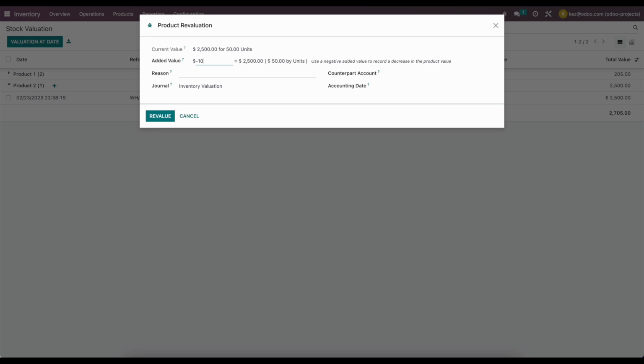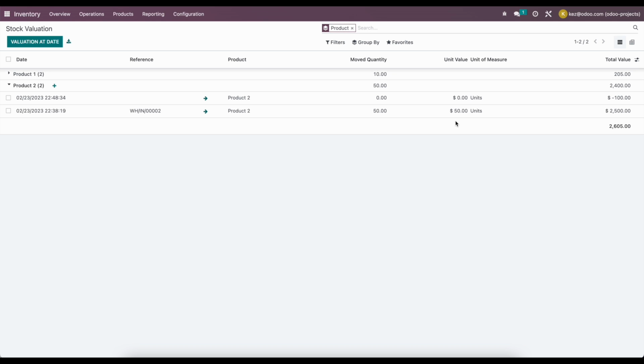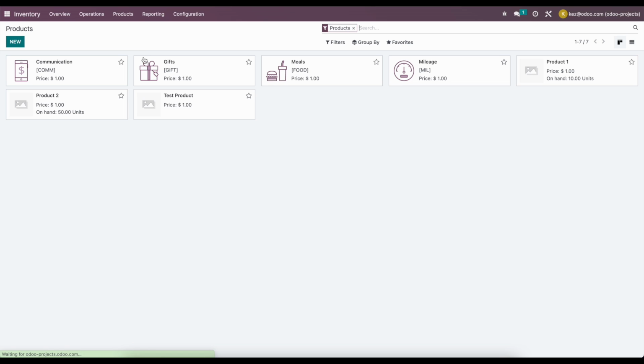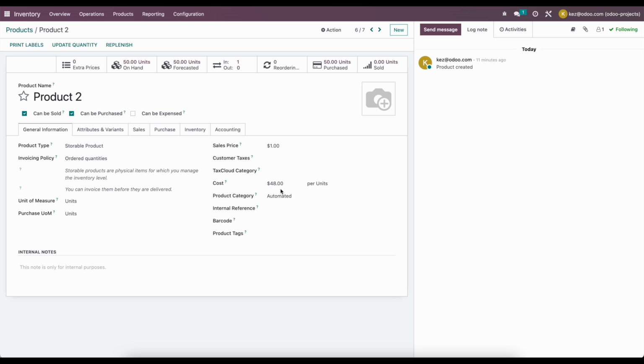So let's say that we need to revalue this inventory for whatever reason. In this scenario, we're going to have a counterpart account as maybe our cost of revenue account. Whatever your accountant recommends, this is just an example. This is not financial advice. So we're going to give it a reason. Let's just say setting to market value, and we're going to give it an accounting date of the 23rd. And here we're reducing our total value by $10. Let's just say 100, making an even number. And we'll see that our units should reduce to a price of $48 per unit. So we can revalue. And we see a line created. And if we go into our products and look at product two, we'll see that this is $48 now.